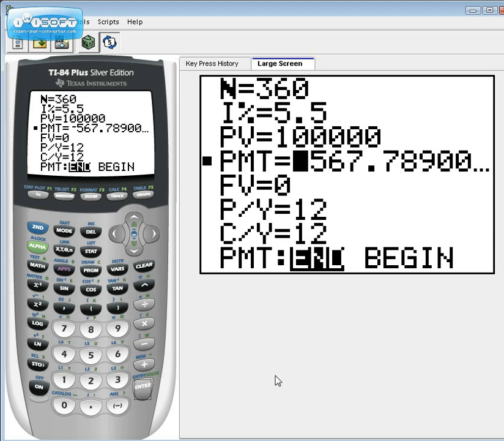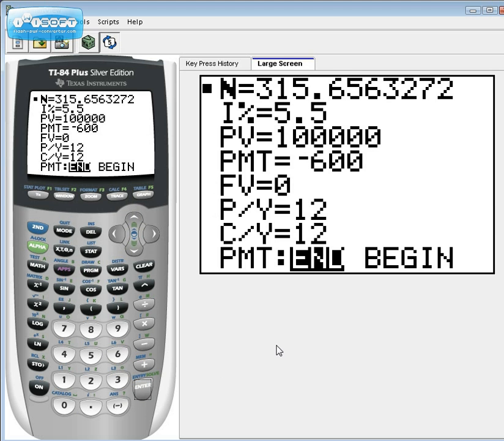Now my payment can be solved for. And I see that I've got to pay $567.79 a month. Let's suppose I'm able to pay $600. Then I could go back up and see how many payments that will take. I can solve for that number. And here it will only take 316 payments, so I'll shave a long time off of that loan by paying more. And I can solve for any of these that I don't know, given the other ones.